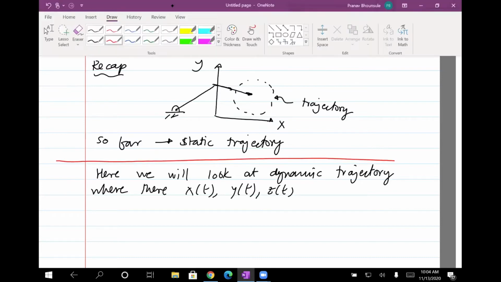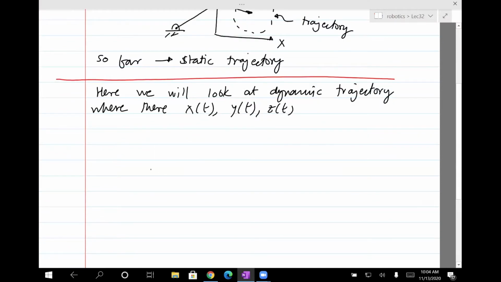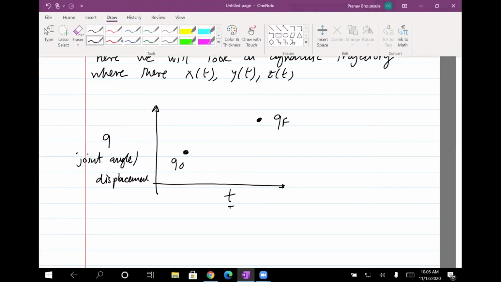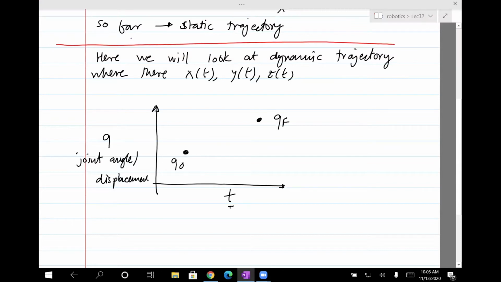Okay, so let me draw this graph of the joint q of t, or rather q versus time. So this could be a joint angle or a displacement if it's a prismatic actuator. And say we want to go from start position, let's call that q0, to end position, let's call it qf, and on the x-axis is the time. So the question is, how can you connect q0 to qf as a function of time?